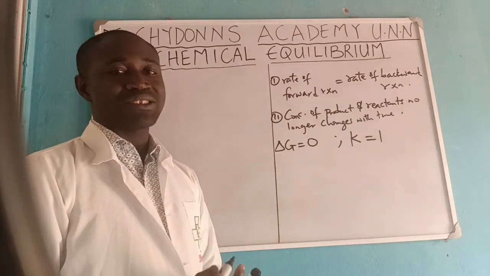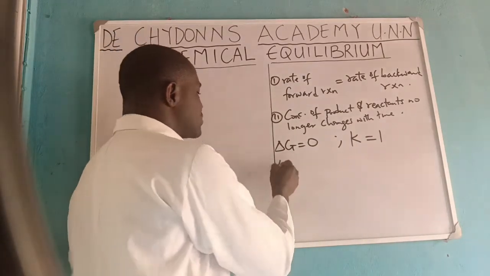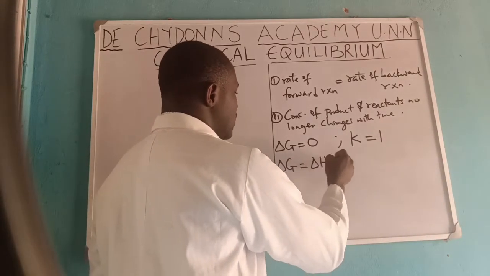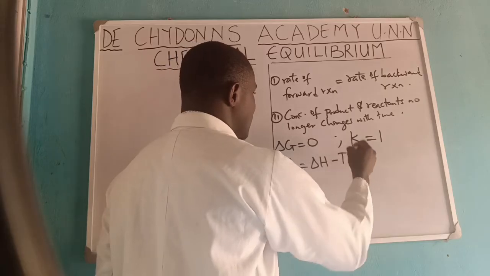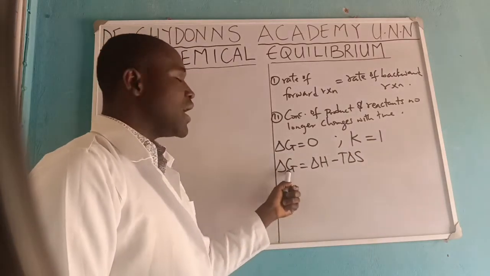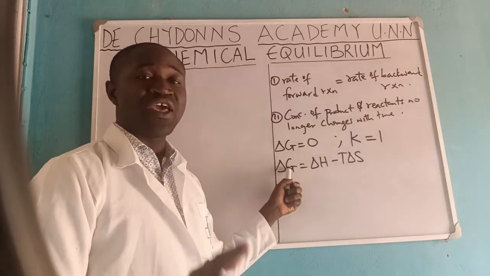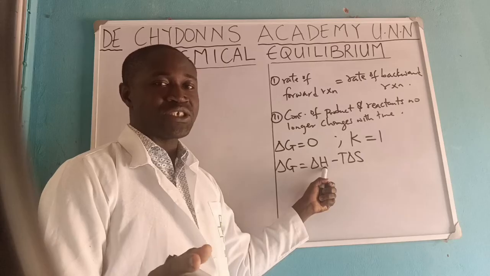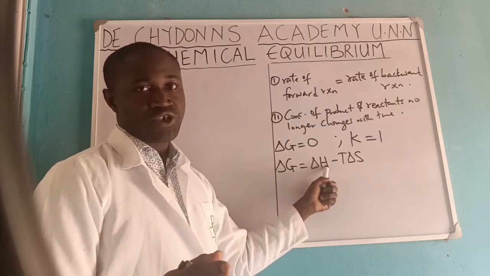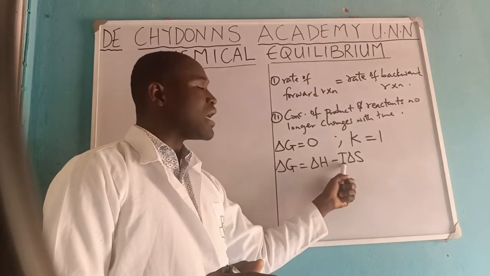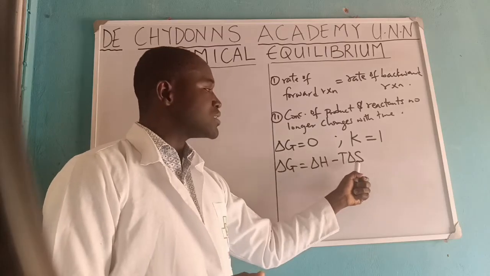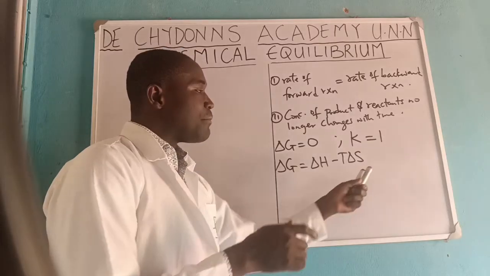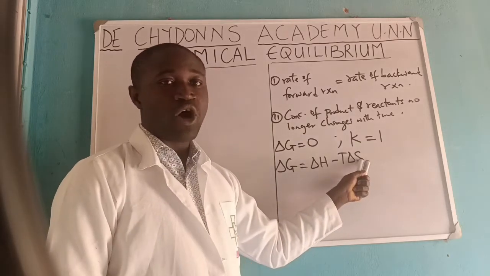What do we mean by that? Okay, we noted in chemistry that change in G is equal to change in H minus T change in S, where change in G is called free Gibbs energy. Change in H is called enthalpy change. That is what? The heat of reaction. Whereas T is temperature in Kelvin, and change in S is entropy change.